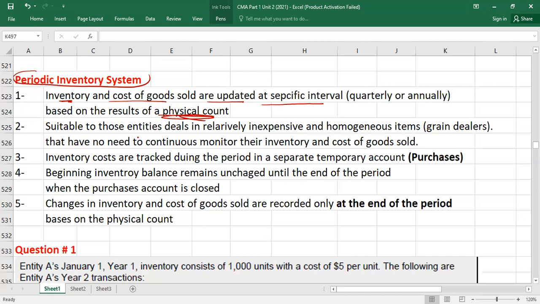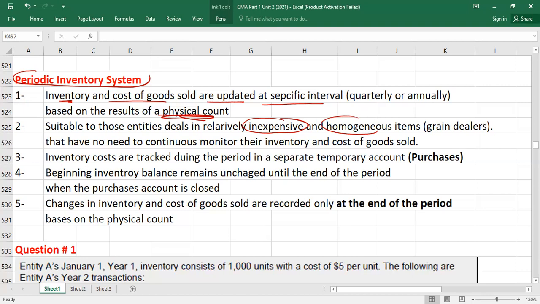Then second point is what? Second difference is this system is very good if you are dealing with inexpensive product, cheaper product. For example, you are selling tea, coffee, maybe $2 things, $3 things, then it is not necessary for each sale to record cost of goods sold and inventory also. Right? So it is better for inexpensive and homogeneous product, which are almost similar product.